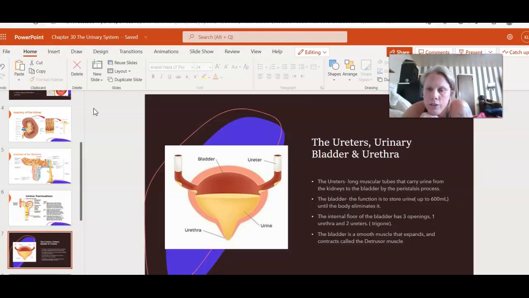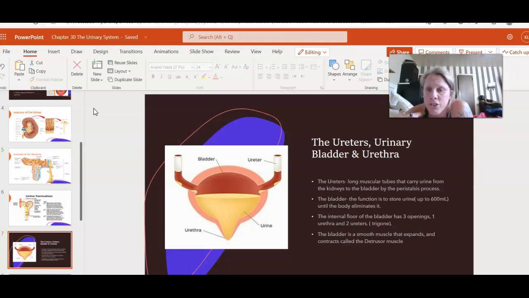The ureters, urinary bladder, and your urethra. So the ureters are those long muscular tubes that are carrying the urine away from the kidneys, and it's going down into the urinary bladder. There's a process called peristalsis, which is kind of like this rhythmic squeezing motion that helps deliver that urine from the kidneys down the ureters into the bladder.